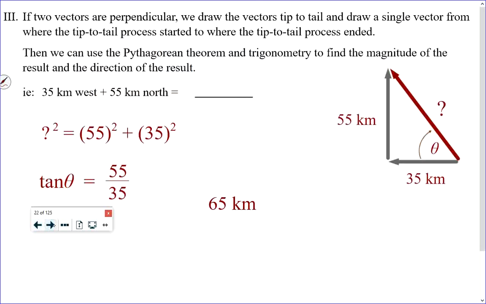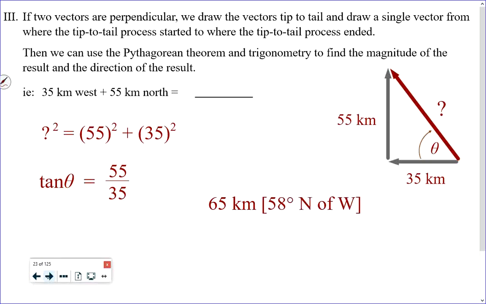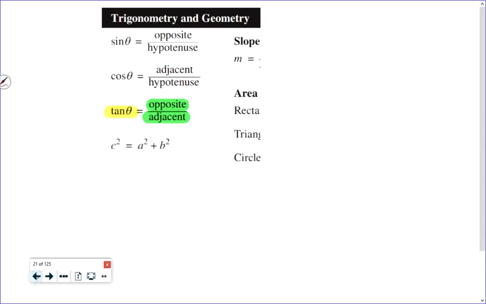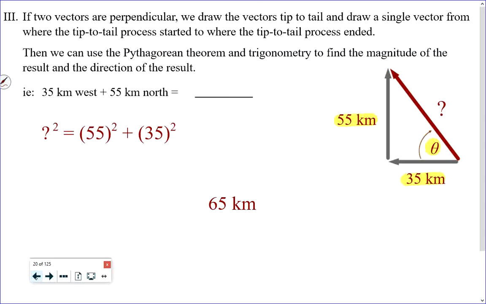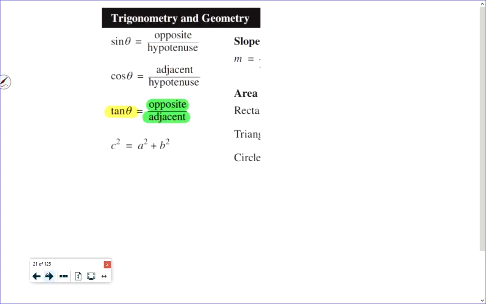So you apply that, you take the inverse tangent of that, and you get 58 degrees and it's north of west. Okay? The reason why these angles were highlighted is I wanted to point out to you, I think it's obvious, but that 55 is opposite the angle, the 35 is adjacent to it, and that's why you're going to use tangent. All right.